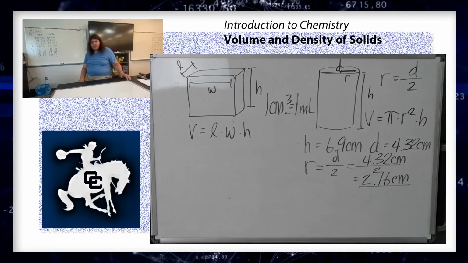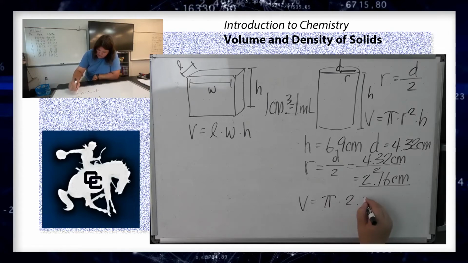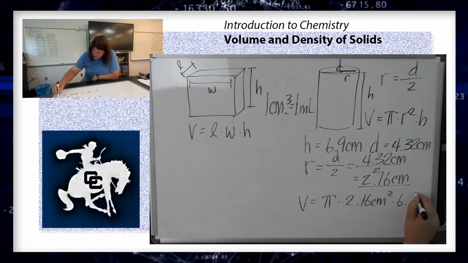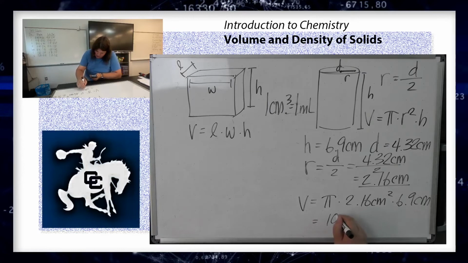Now that I know my radius and my height, I can go ahead and find the volume. The volume is pi times r squared, 2.16 centimeters squared, times the height, 6.9 centimeters. When using your calculator, be sure you're aware of the pi key. And that's going to give us a final volume of 101.14 centimeters cubed, which again is milliliters.